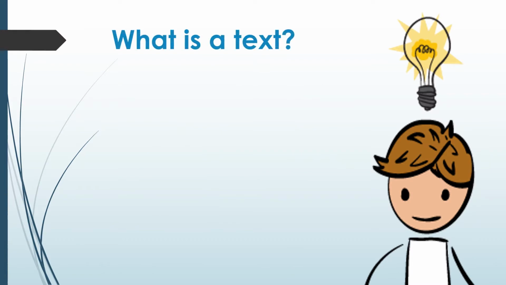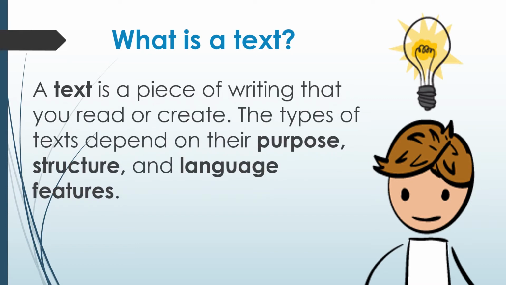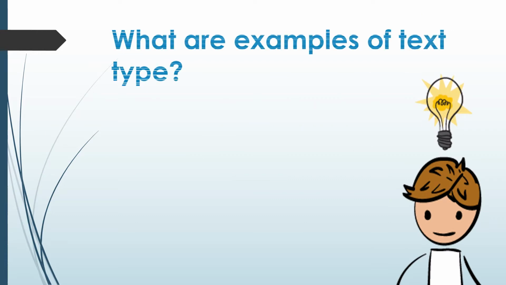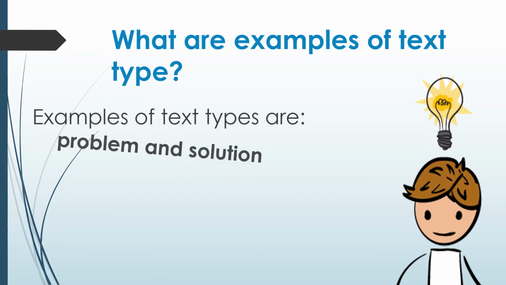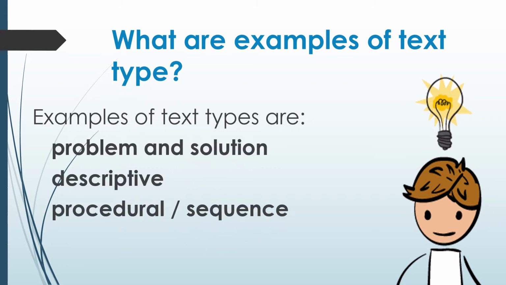What is a text? A text is a piece of writing that you read or create. The types of texts depend on their purpose, structure, and language features. What are examples of text types? Examples of text types are problem and solution, descriptive, and procedural or sequence.